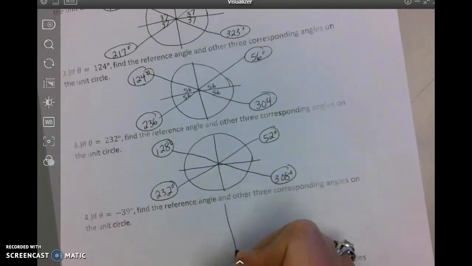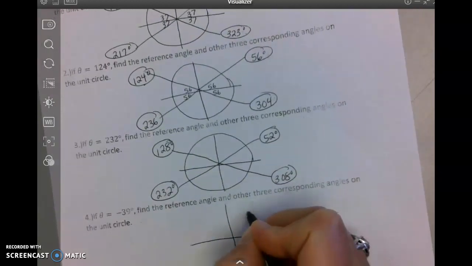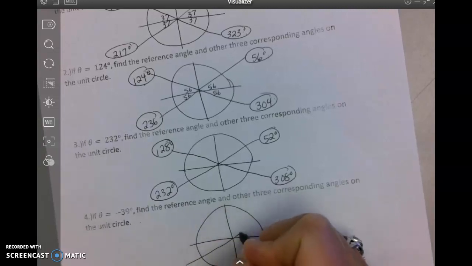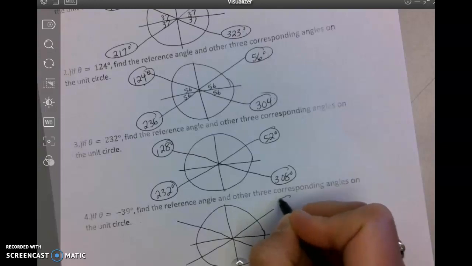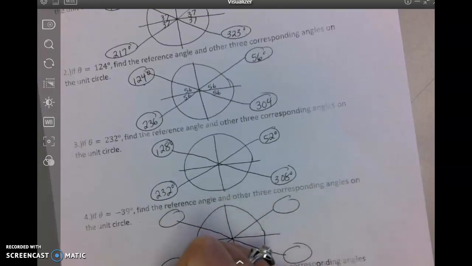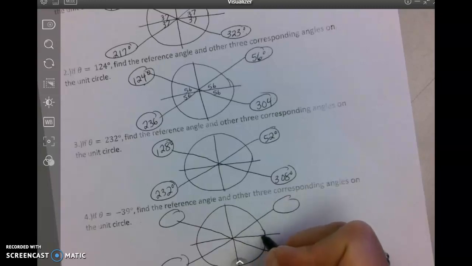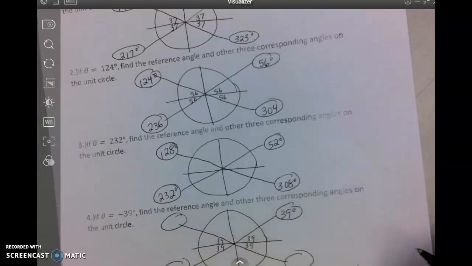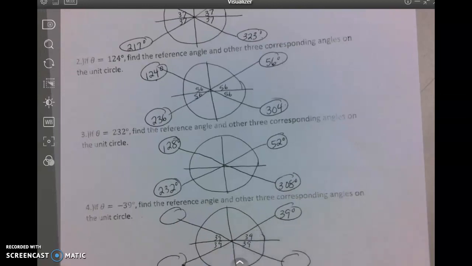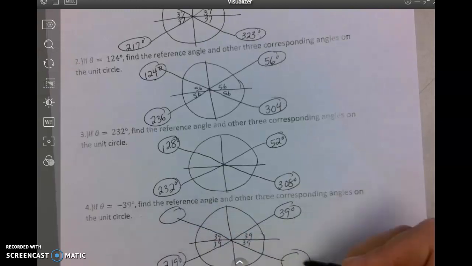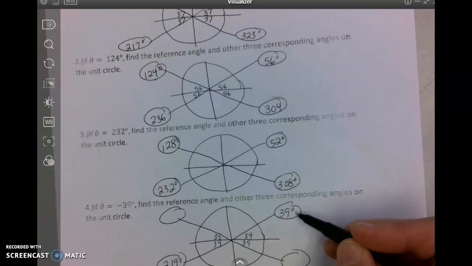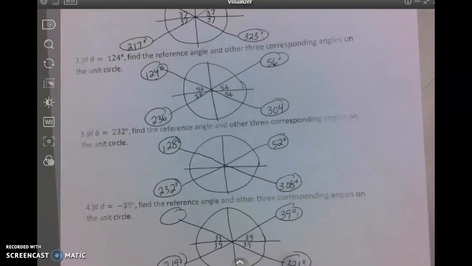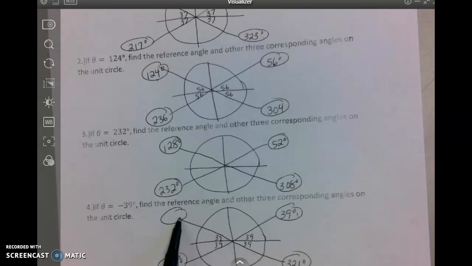All right, number 4. 4 and 5 are a little more challenging because I give you negative angles, and all of our answers need to be positive angles. Negative 39 means go this direction 39, which still just tells me that my reference angle is 39, which makes this 39. Add 180. These add up to 360, so 360 minus the 39, subtract 180.